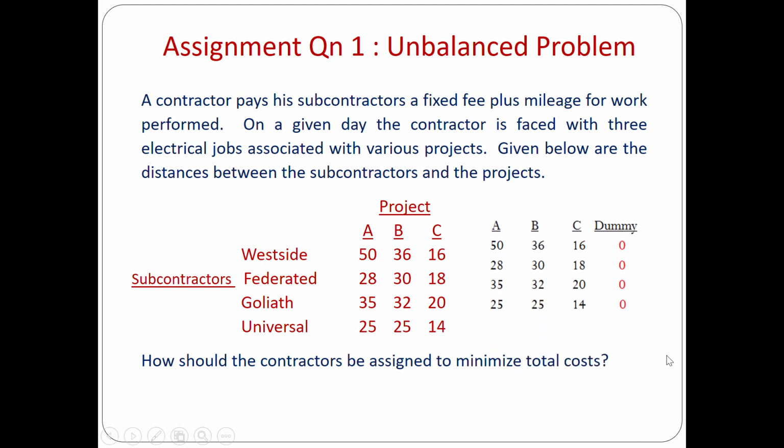So after balancing, it will be like this. We have 4 rows and 3 columns, so a 4 by 3 matrix. We have to convert that into a 4 by 4 matrix by adding a dummy column with 0 elements. Then the usual procedure should be repeated for solving the assignment problem. So just do it as an assignment.